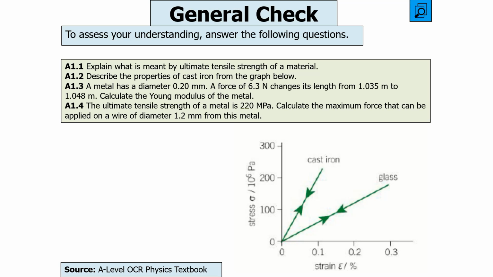The next question says, explain what is meant by the ultimate tensile stress of a material, describe the properties of cast iron from the graph below. Then a metal has a diameter of 0.20 millimeters, a force of 6.3 newtons changes its length from 1.035 meters to 1.048 meters. Calculate the Young modulus of the metal. Then the ultimate tensile strength of a metal is 220 megapascals. Calculate the maximum force that can be applied on a wire of diameter 1.2 millimeters from this metal. So pause the video now, then unpause the video when you want to go through your answer.